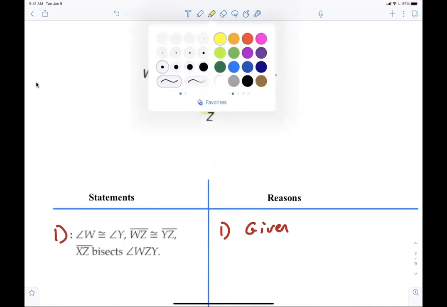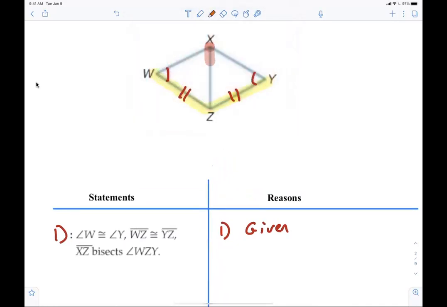Right, so I'm now going to highlight XZ. XZ is the bisector. So what does that mean? That angle XZY is equal to XZW. That's how simple that is. If you don't draw and label, you can't see it.